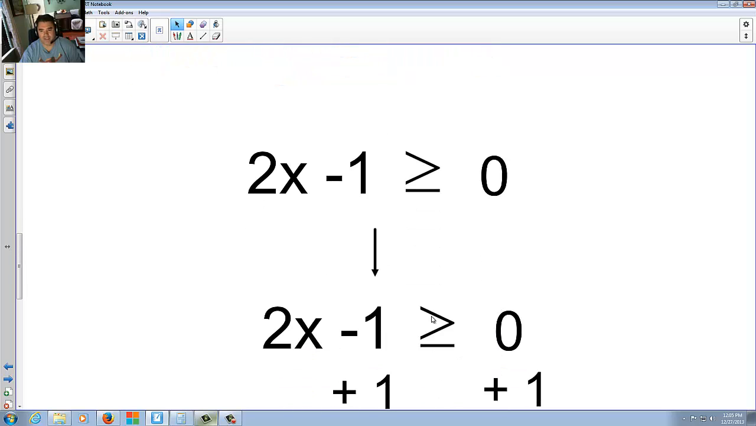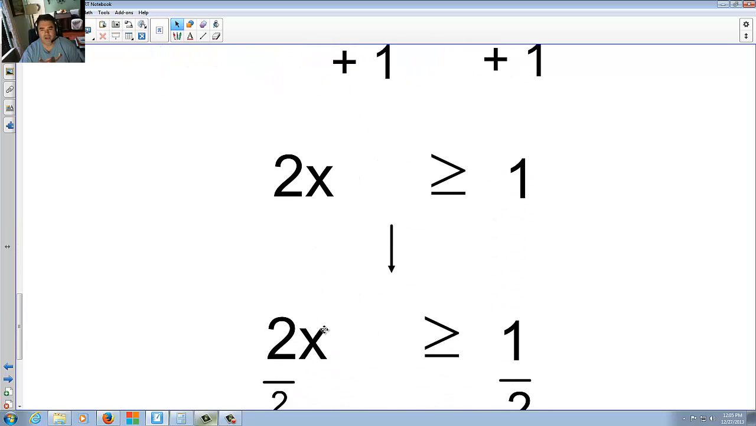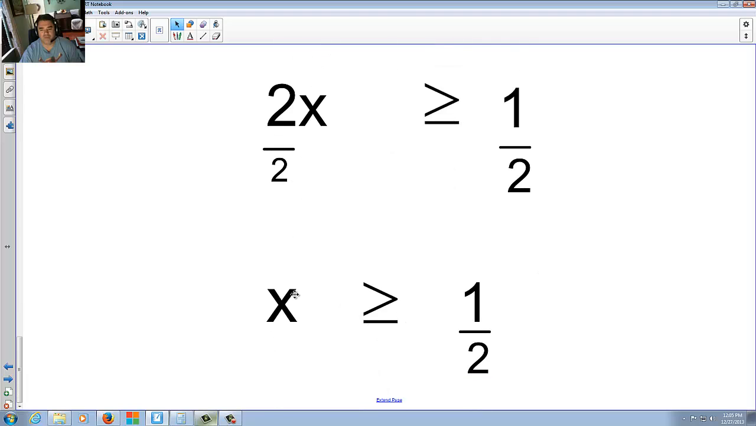Add 1 to both sides. You got that. Divide by 2. x is greater than or equal to 1/2, so yes, x is greater than or equal to 1/2. So as long as it's 1/2 or more, you're fine.